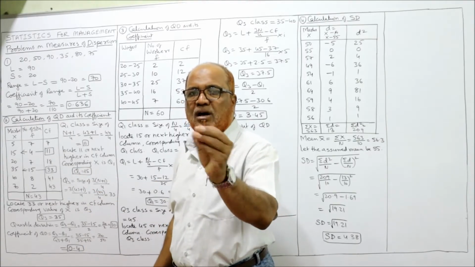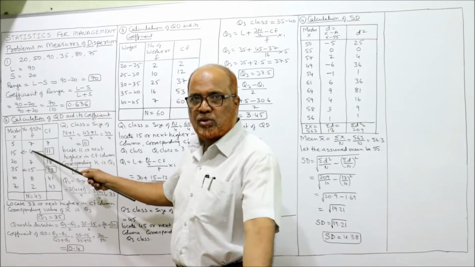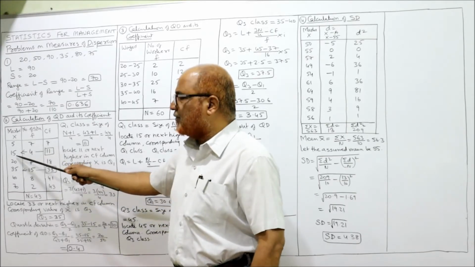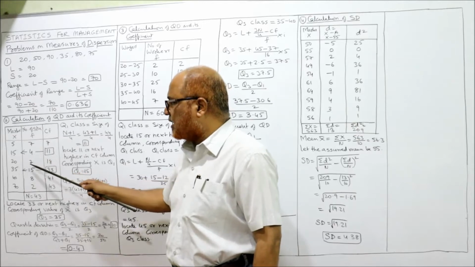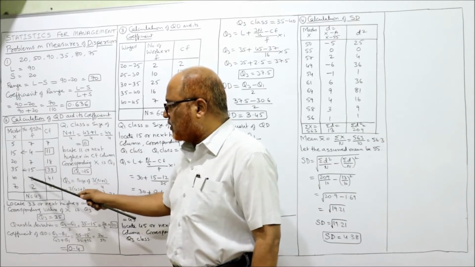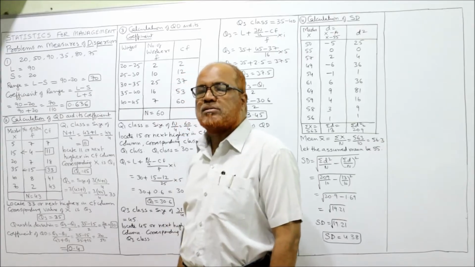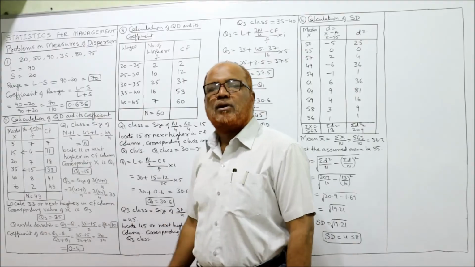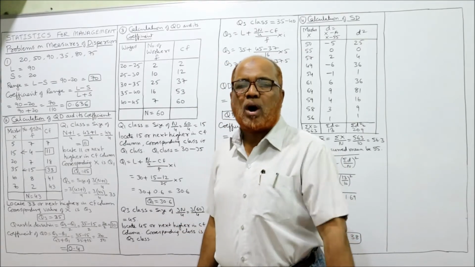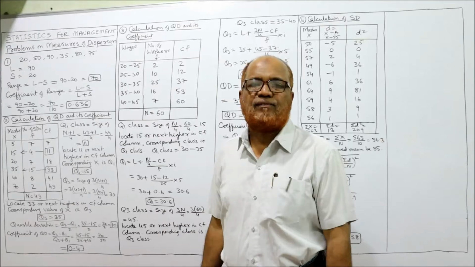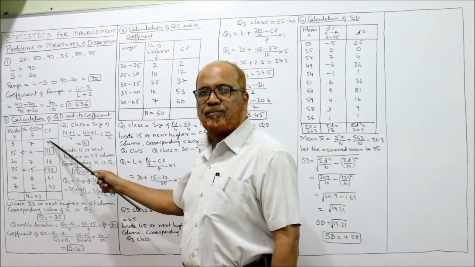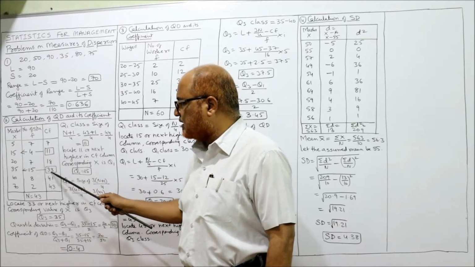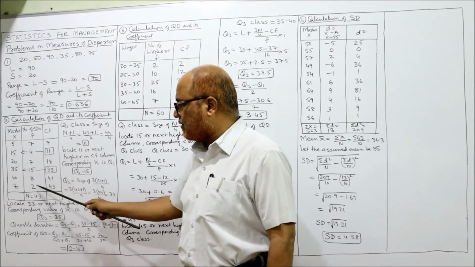For 5 marks, what is the number of students? 7. See the problem as given. For 5 marks, the number of students is 7. For 15 marks, 4 students. 20 marks, 7 students. 35, 15. 40, 8. 70 marks, 2 students. So we have arranged the data in ascending order and taken the frequencies. For calculating the median and quartiles, we need CF, cumulative frequency. CF column: 7 plus 4, 11; plus 7, 18; plus 15, 33; plus 8, 41; plus 2, 43.